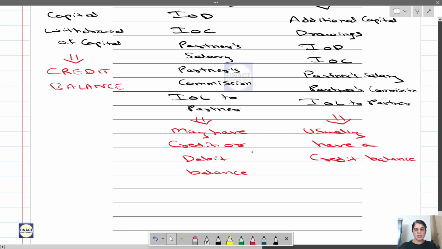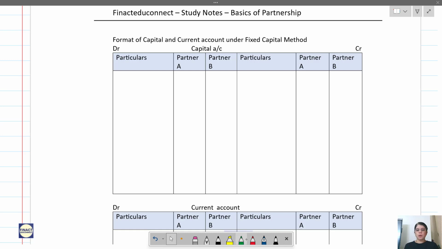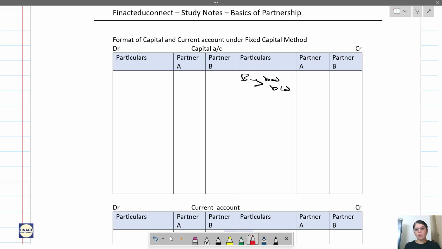Just write this. Now let us understand what is the format of capital and current account under fixed capital method. What will be the format of capital and current account in fixed capital method? So you will have by balance brought down. This is nothing but the opening balance.